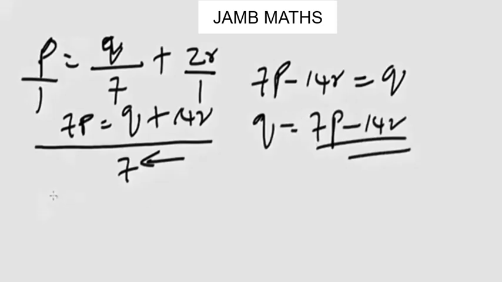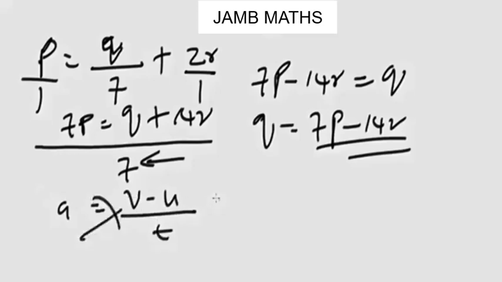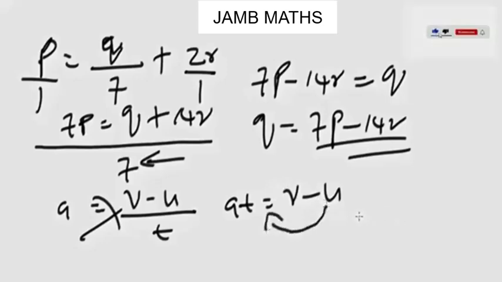Let's say this time around we have A equals V minus U over T. So in this question, you can choose to cross multiply. If you cross multiply, you're going to have T times A, AT equals V minus U. And this question has to make V the subject of the formula. So to make V the subject, this minus U will cross the equality sign and change to a positive sign.